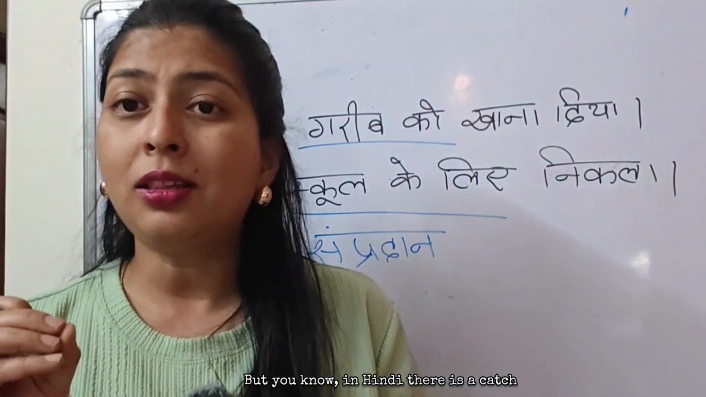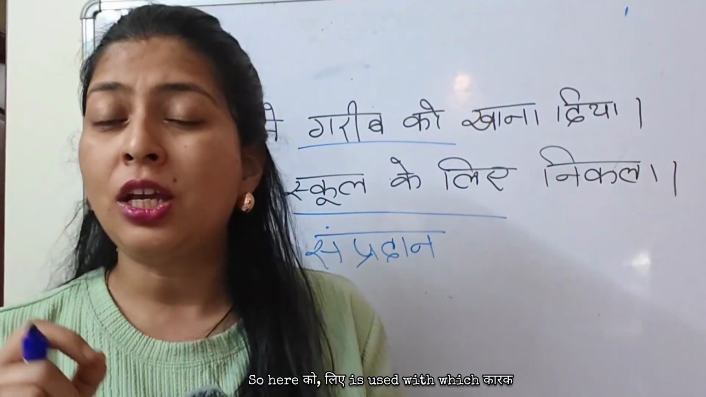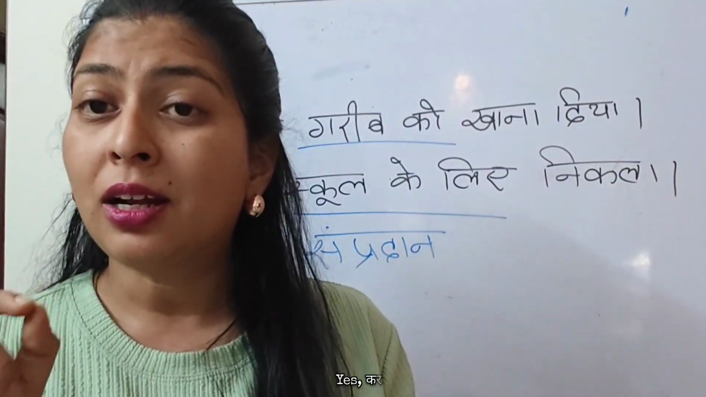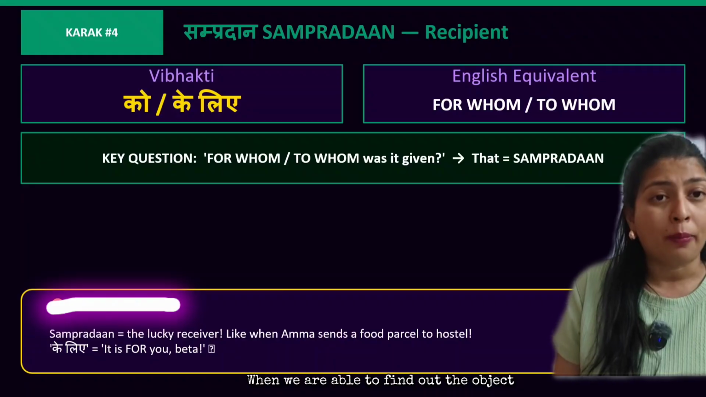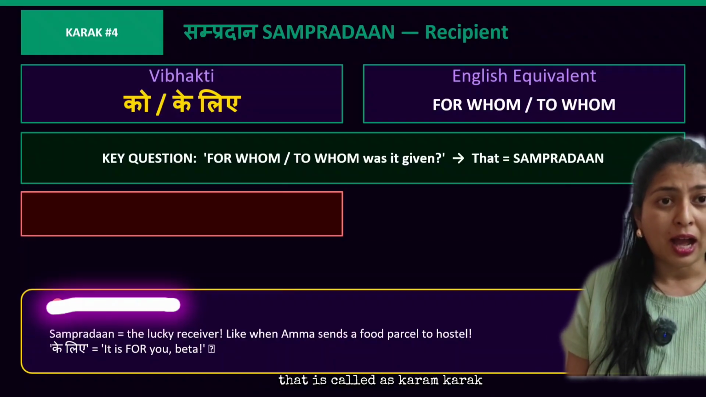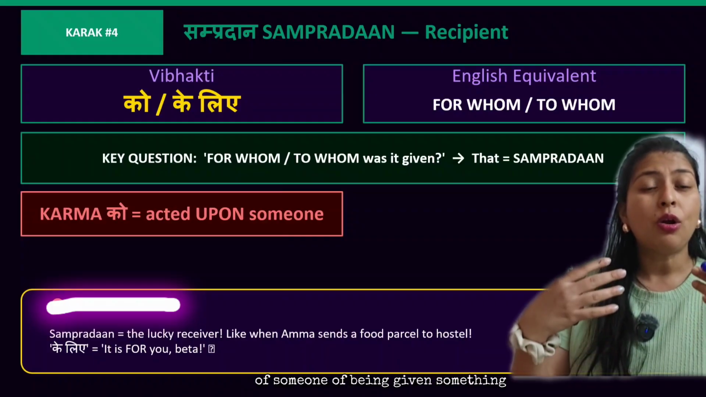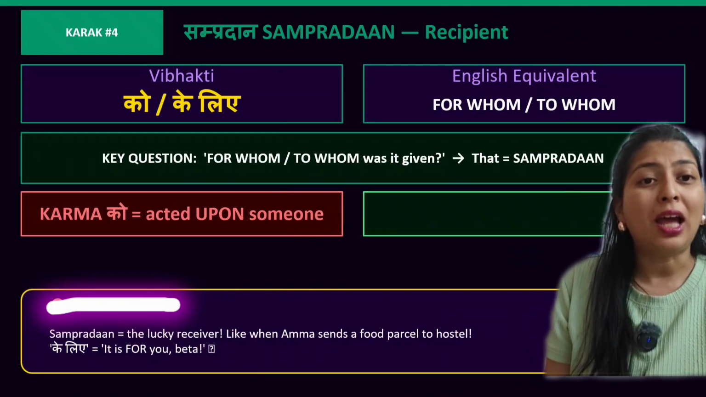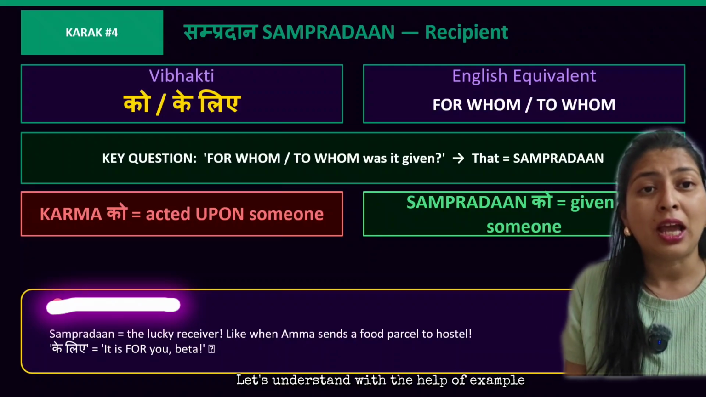But you know, in Hindi there is a catch. We have understood the catch. Here ko, liye is used with which karak? Yes, Karan Karak. Now when we are able to find out the object that is receiving the action, that is called Karan Karak. And when we are getting the answer of someone being given something, we will use Sampradan Karak. Let's understand with an example.